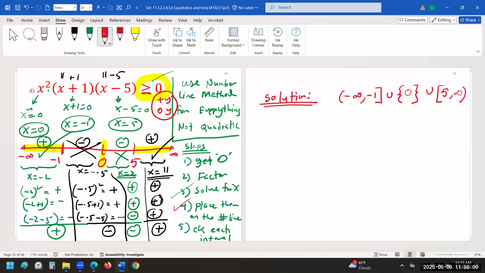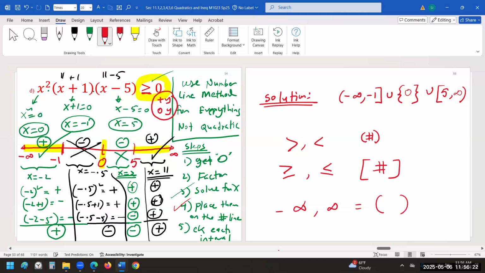Bracket, so let me remind you again. If the inequality doesn't have an equal sign, the number will get parentheses. If the inequality has an equal sign, all the numbers you see, they'll get brackets. But infinity, negative infinity, positive infinity, always get parentheses, always. So this is our solution set. It's the yellow part.